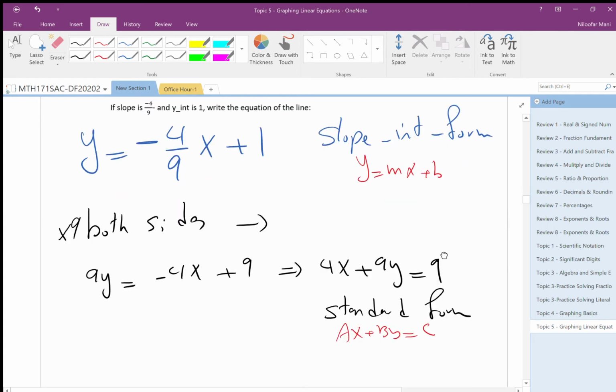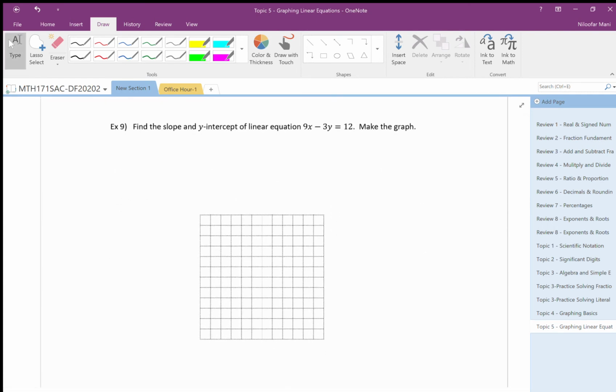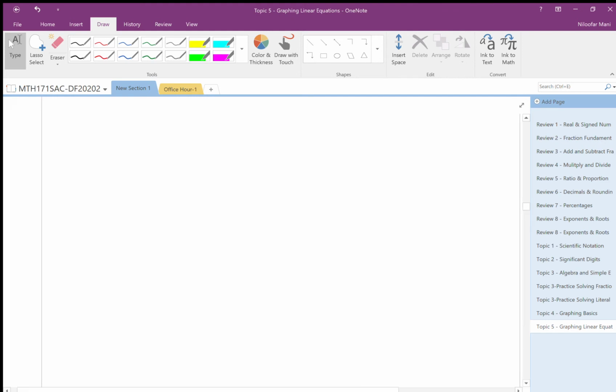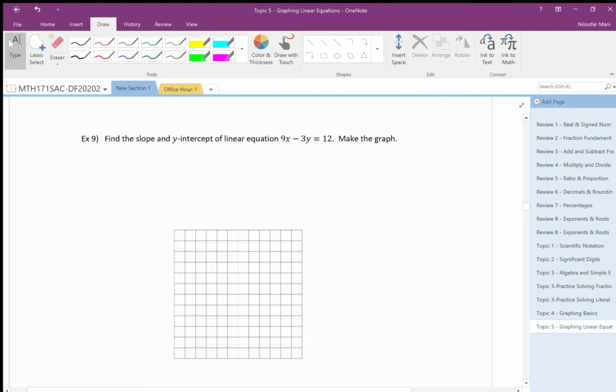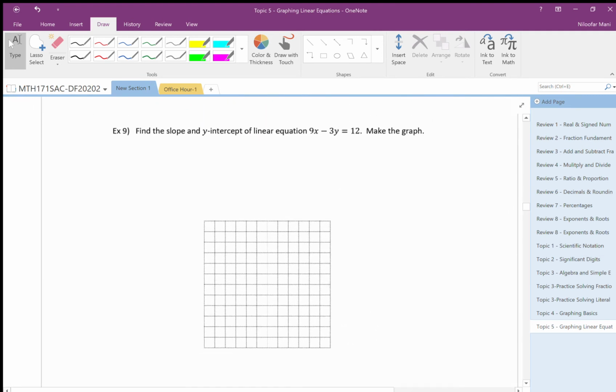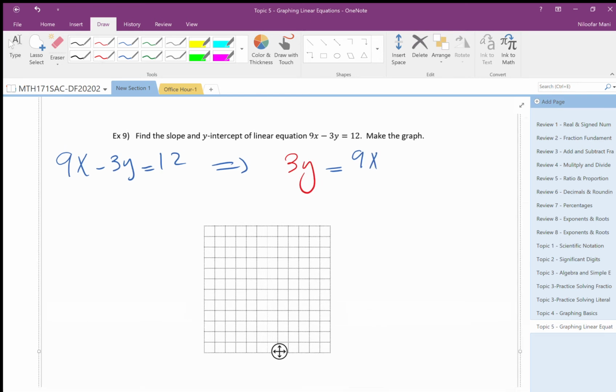So far so good. How about this one? Find the slope and y-intercept of this and make the graph. I cannot say the slope is 9 because it's beside x. No. I have to solve it for y. Okay, I have 9x minus 3y equals 12. Then I have 3y equals 9x, because I move 3y to the other side and make it positive. 9x I don't move, and 12 I move as well.